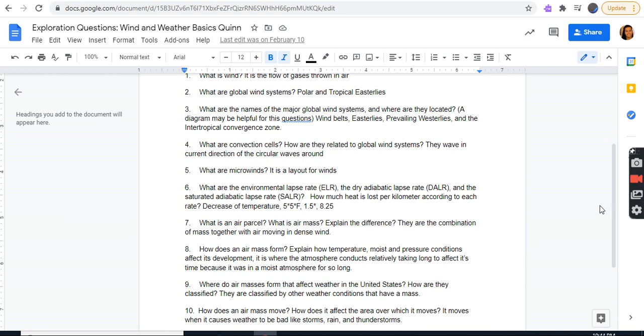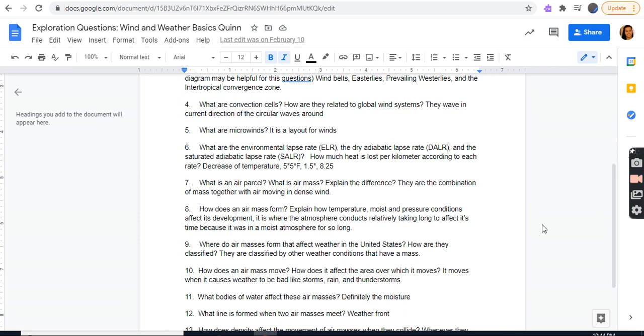They are the combination of mass together with air moving in dense wind. What would happen if it does it without it? It is where the atmosphere conducts were relatively taken along to affect its time because it was in a moist atmosphere for so long.